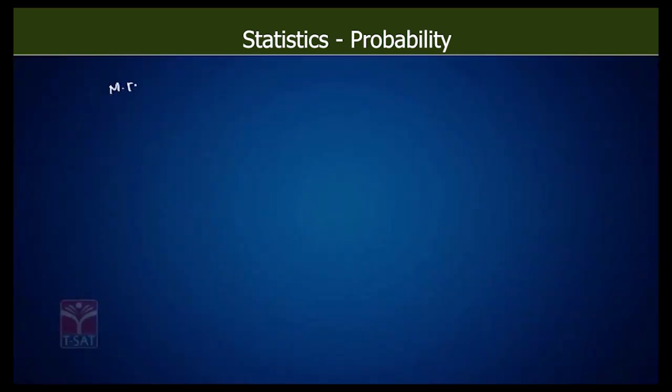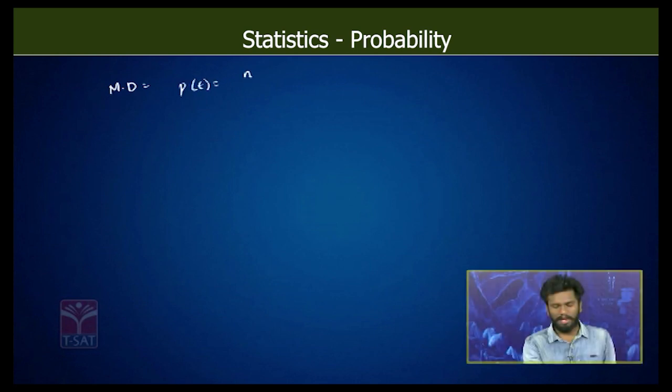The mathematical definition we have seen in the last class is: probability of occurrence of event E is given by number of favorable outcomes divided by total number of outcomes in a sample space. So now we'll see the limitations of this mathematical definition.